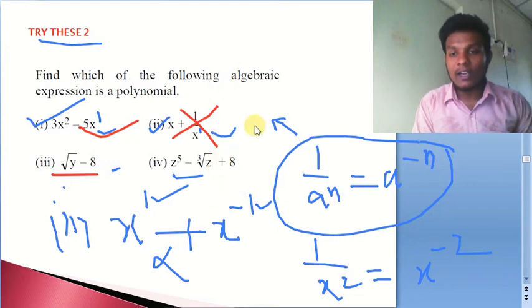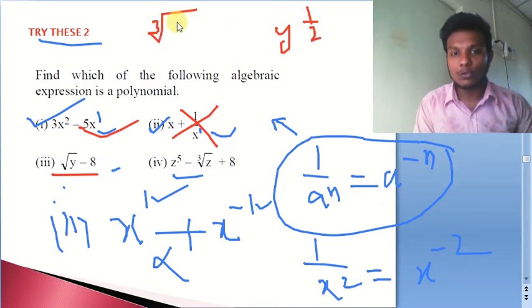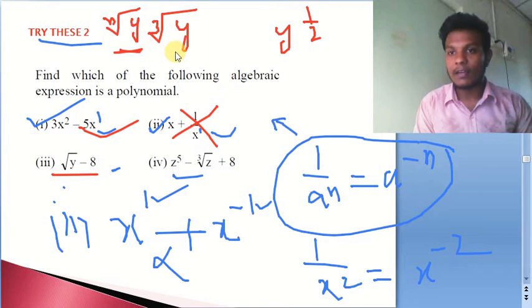So already in our radicals, just keep in mind whatever we have just learned in our first chapter, I am just reapplying it here. Root y, how can you write it as y power 1 by 2? If it is cube root y, it will be y power 1 by 3. If it is fourth root y, it will be y power 1 by 4. So nth root y means y power 1 by n. That is what we have seen in our radicals chapter also.